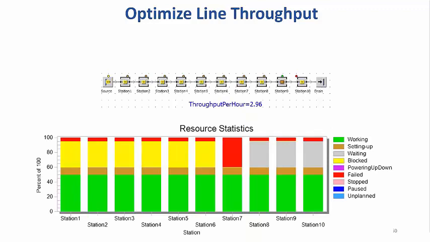Instead, we can look at a time and state chart. Here we can see that stations upstream of station 7 are blocked, indicated by yellow color, and stations downstream of station 7 are waiting, indicated by gray color. So it looks like station 7 is the main bottleneck. It's obvious that the station fails a lot more than the others, indicated by red color. The bottleneck could be broken by decreasing the processing time and or setup time, or by decreasing failures by increasing the availability.